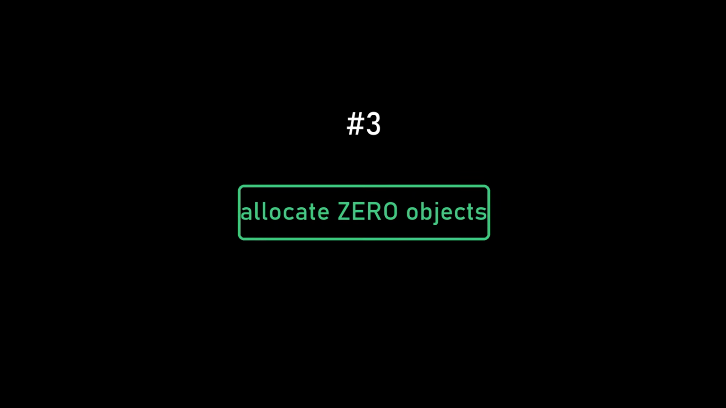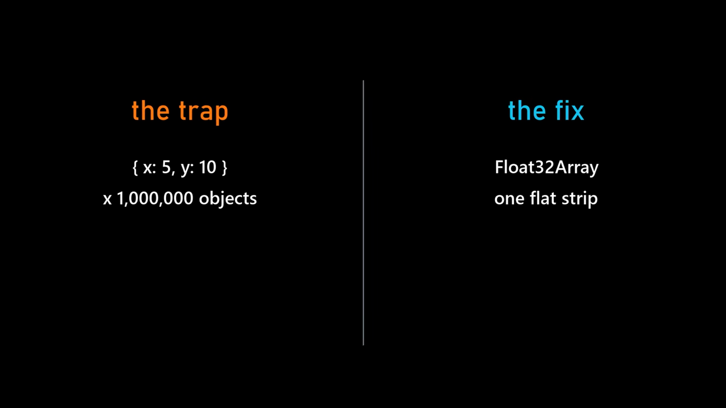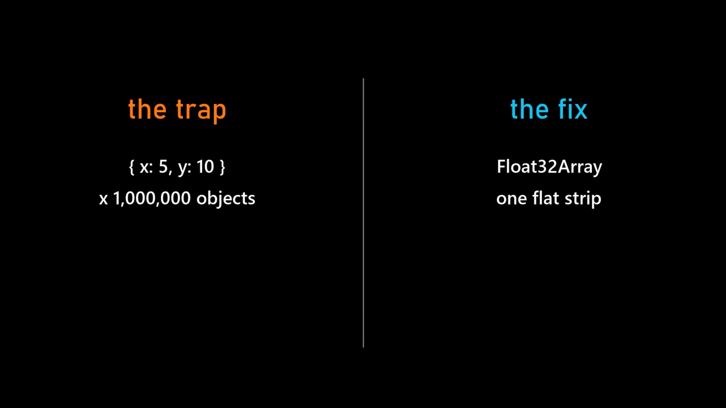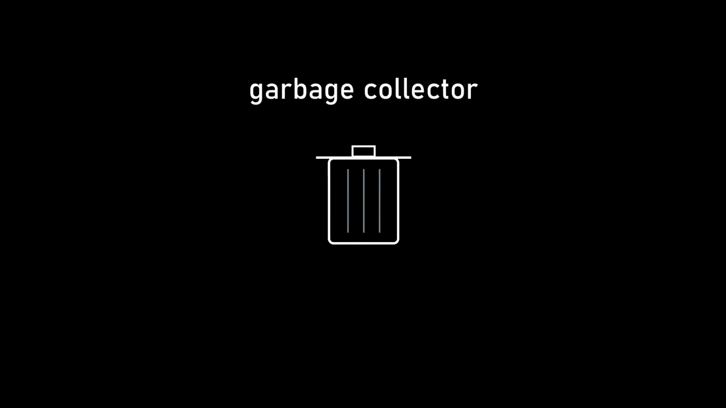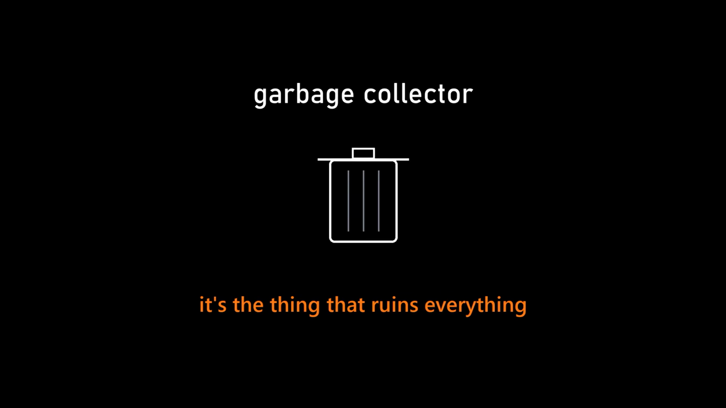Third thing, and this one's genuinely counterintuitive. To make JavaScript fast here, you have to write code that never creates any objects. Here's the trap. If you store each point as a little object, curly brace, x, y, you're creating 1,000,000 objects. And in JavaScript, objects get cleaned up automatically by the garbage collector. Sounds helpful, right? It's the thing that ruins everything.